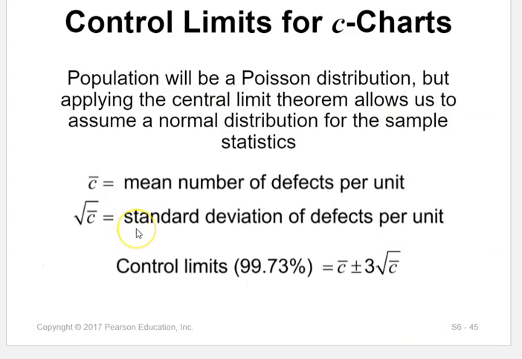Okay, so next are the C charts, where you count the number of defects. That's the difference between the P chart and the C chart. In a P chart, you record the proportion, the percent. In a C chart, you calculate the actual number of defects, right?